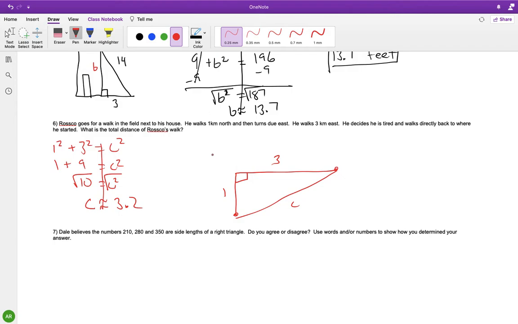Now that's actually great, but the question's asking what is the total distance of Roscoe's walk? So we need to go ahead now and add these together. 1 plus 3 plus 2 tenths. Add those together, we have 7. So the walk is approximately 7.2 kilometers.